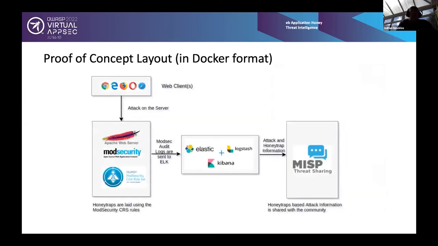So our proof of concept layout was a number of web clients being able to attack a dummy web application, an Apache web server with mod security behind it and the CRS rules. The modsec audit logs are pushed into Elk, essentially as JSON. Using Elk, a combination of Logstash and Kibana, to format it and push it as honeypot information, and push it as threat intelligence into MISP. And the idea was that we can deploy some of this as Docker containers so the build becomes more easily and multiply deployable.